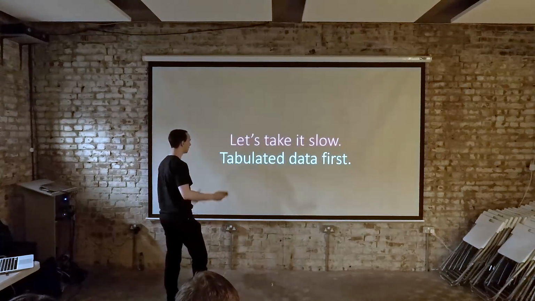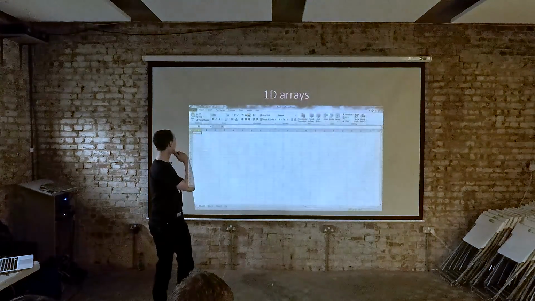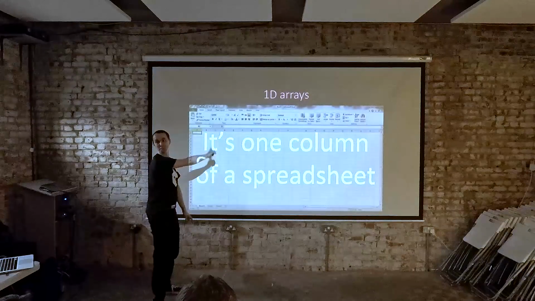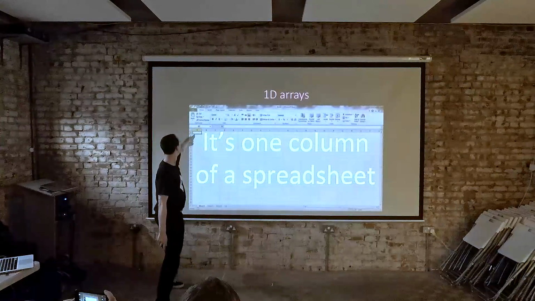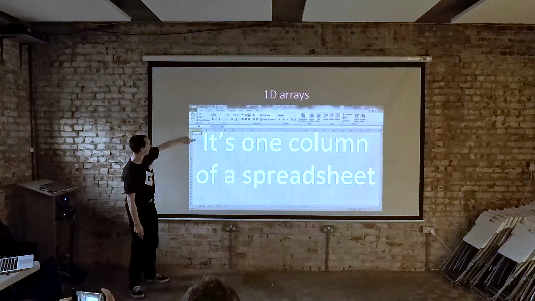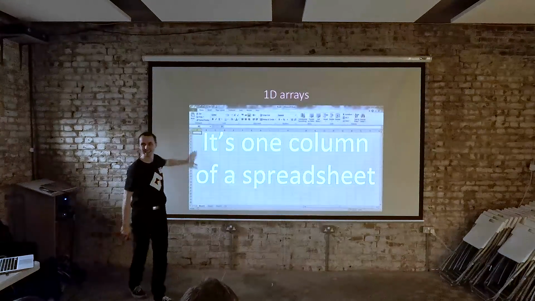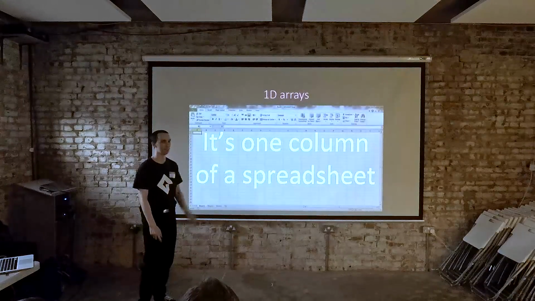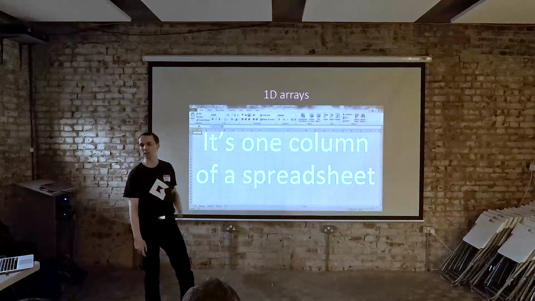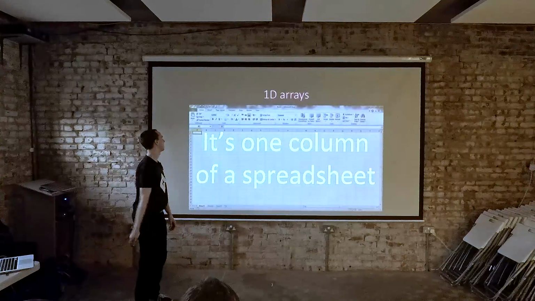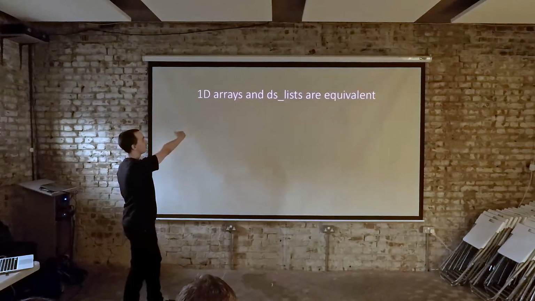First things first, tabulated data, 1D arrays. It's a column on a spreadsheet. People spend so much time talking about arrays, and they never do it right. It's just a column. You have a thing here, and a thing here, and a thing here. The array is the whole column, right? That's it. It's no more complicated than this. You can refer to each cell by using a number, which refers to which row it is of your column in your spreadsheet. But DS lists and 1D arrays are equivalent, right?